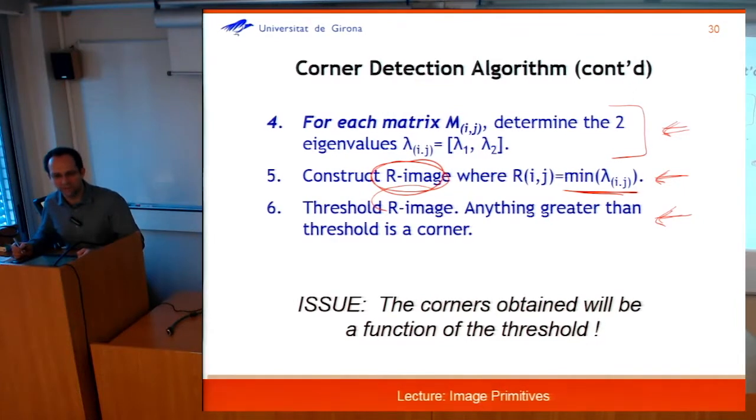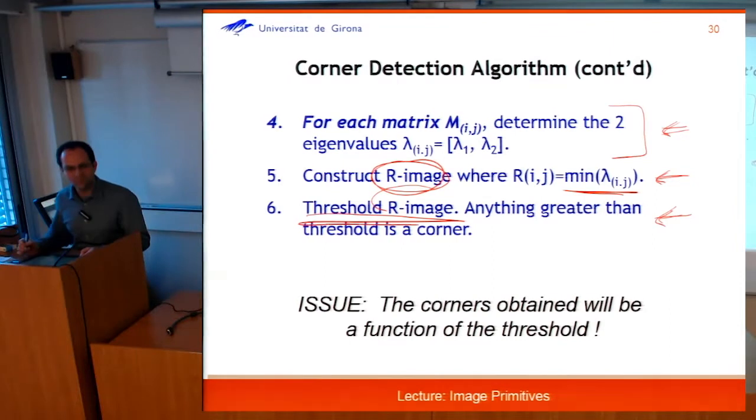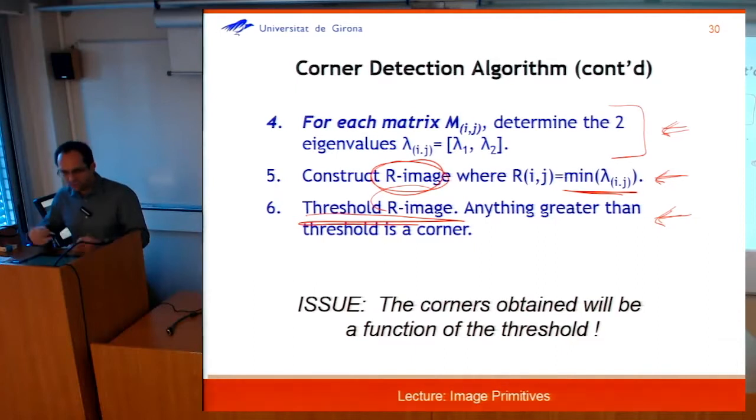Why is it taking the smaller eigenvalue? Because we said that a corner is detected if both eigenvalues are big. So should I just look at one eigenvalue, or do I need to look at both of them? Of course, I need to look at both of them. But if I take the smaller one, and the smaller one is big enough, it means that both of them are big, aren't they? Yeah? So this is why it's taking the smaller eigenvalue. Okay, so I take the smaller eigenvalue, and then the only thing I need to do is threshold this R image with the smaller eigenvalue. If I threshold it, any pixel that is bigger than this threshold should be a corner.